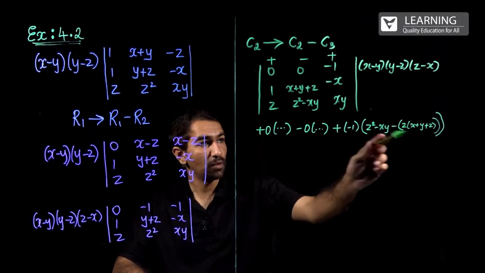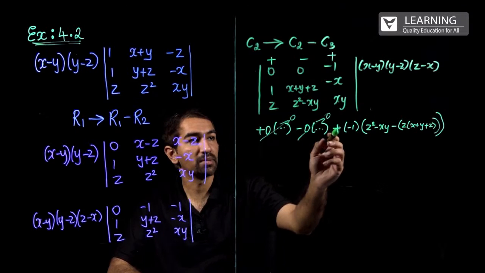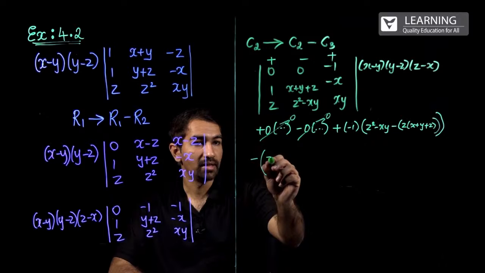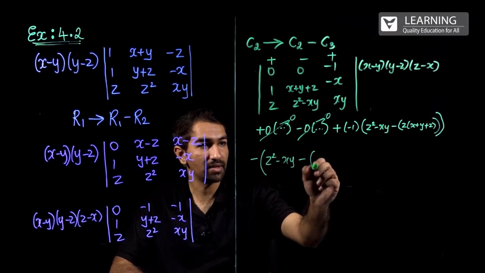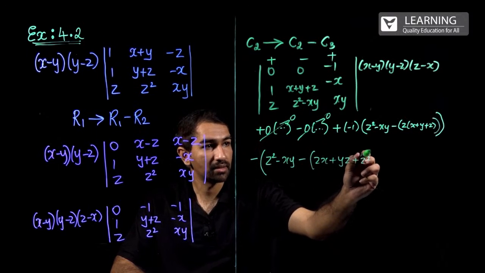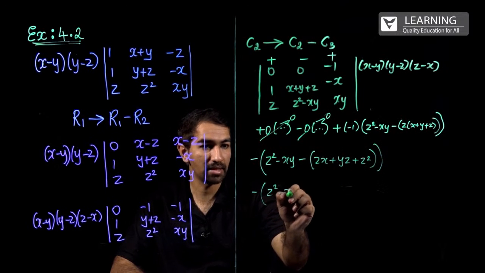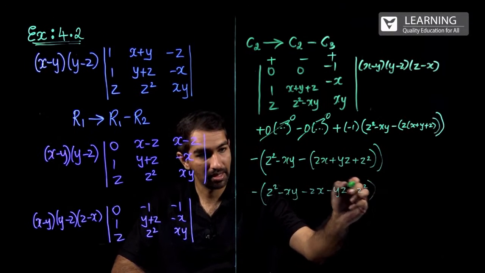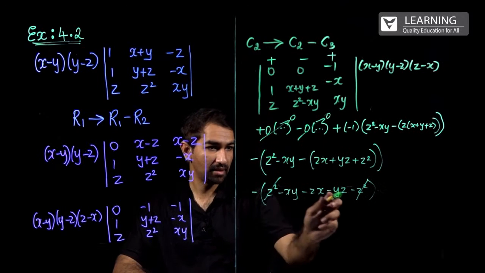Okay. Now evaluate this. So this is becoming 0. This is also becoming 0. Evaluate only this much. Plus into minus is minus. So minus of z square minus xy minus, multiply this z inside first. So it will become zx plus yz plus z square. Close the bracket. Distribute this minus sign inside. Minus of z square minus xy minus zx minus yz minus z square. Plus z square minus z square will get cancelled.